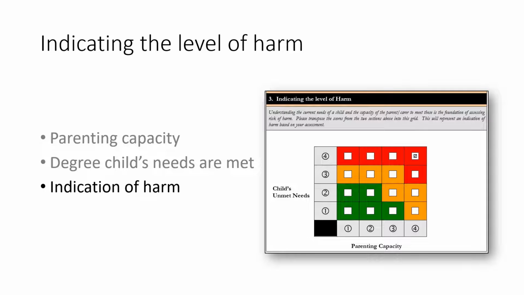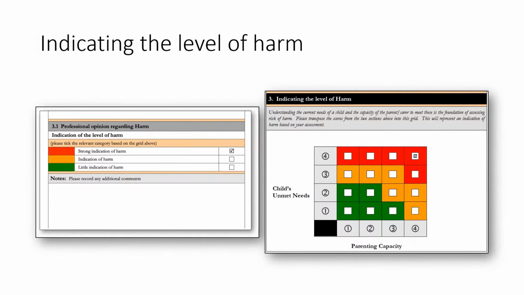Section 3 develops a professional opinion about the level of harm. Scores for Sections 1 and 2 are compared, and this relationship indicates a level of harm. The color coding in the indicating the level of harm matrix corresponds to a level of harm. These are either little indication of harm, some indication of harm, or a strong indication of harm.